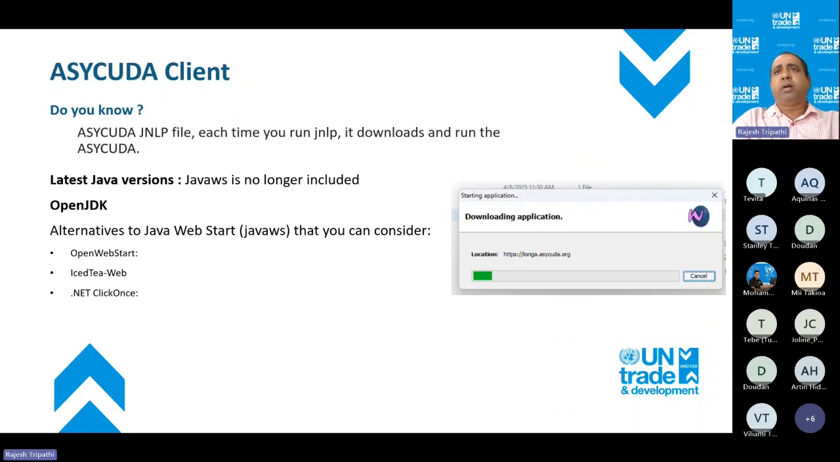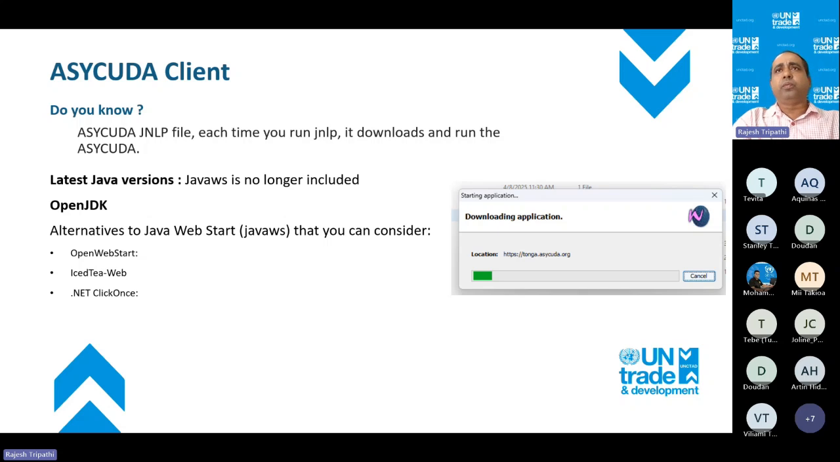So when we say Java Web Start, Java WS, it is a package. It is a package library file inside the Java runtime environment. If you have Java installed in your computer, if you just type Java WS, it will open up a screen that will look very much familiar with Java ASYCUDA JNLP. You'll have a similar experience of flashing screen like what you see when you run ASYCUDA client.